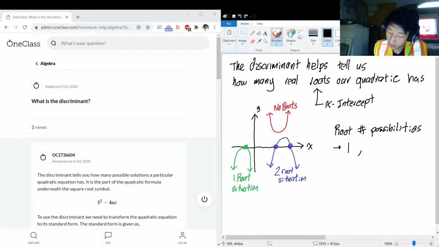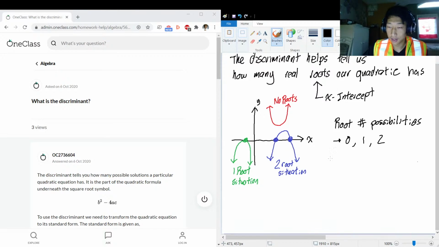Gotta consider 0. 0, 1, or 2 roots. Never 3, never 4, never more than 2, and definitely never any negative number of roots. Let's not even think about that. That's a little too wild. Okay, that's a lot of fun stuff.